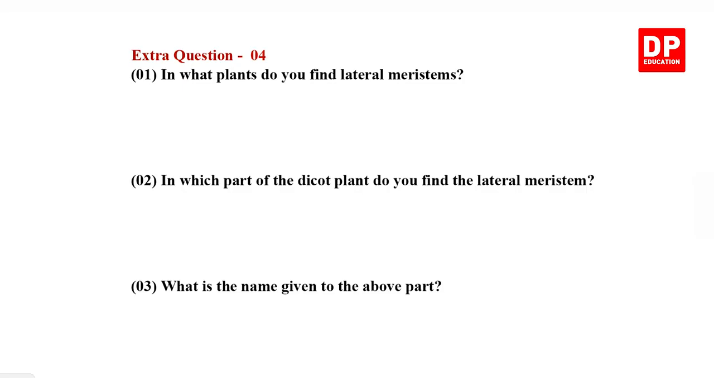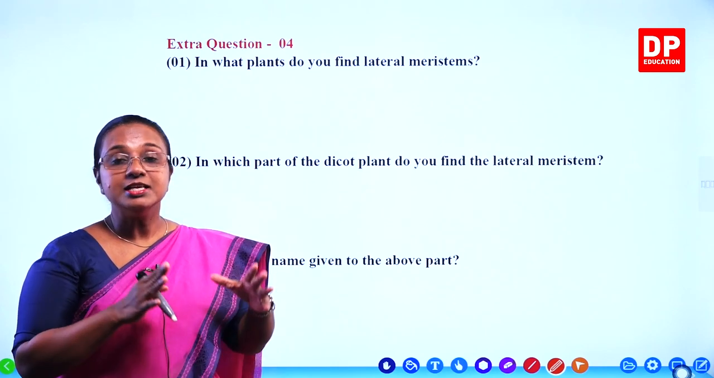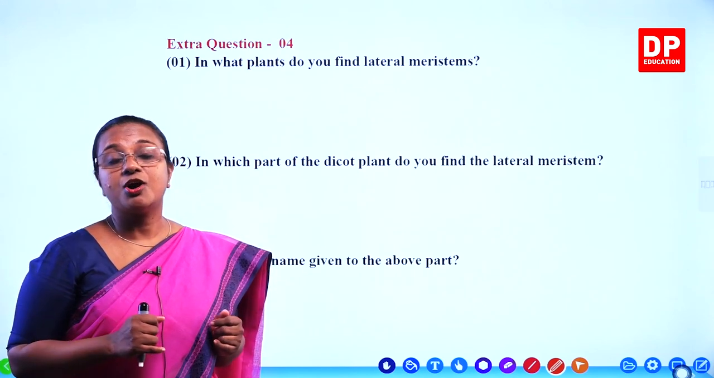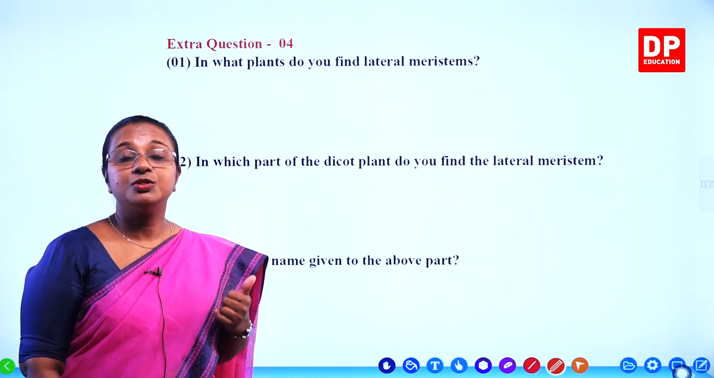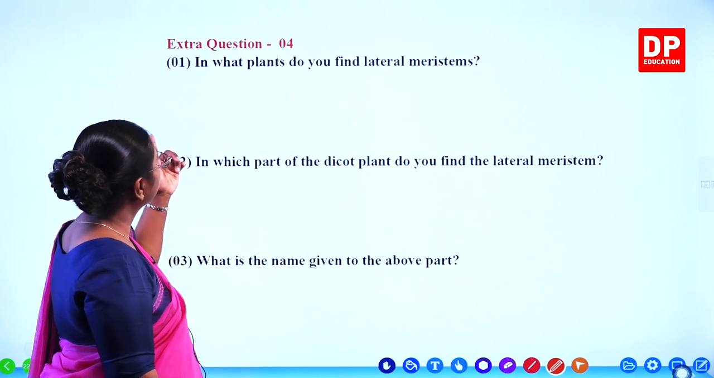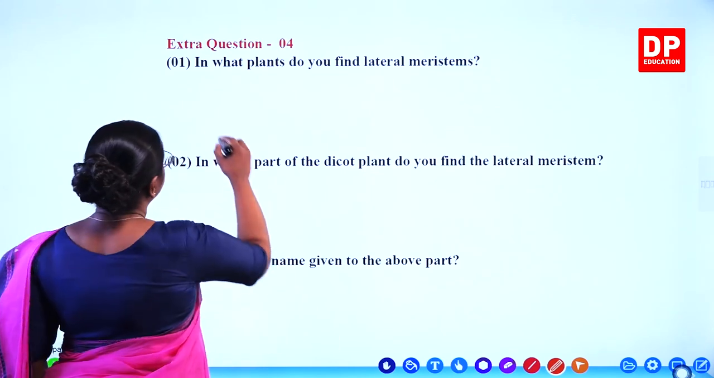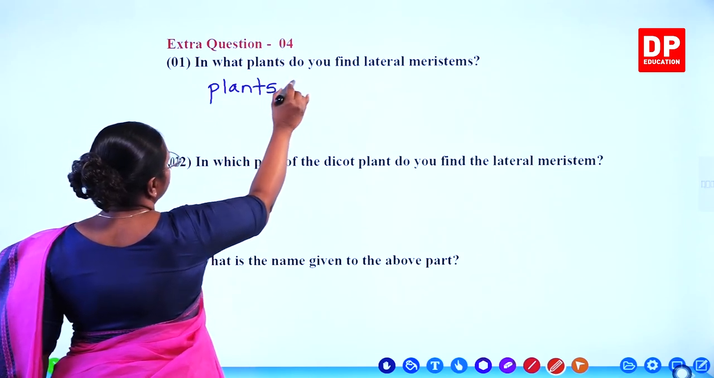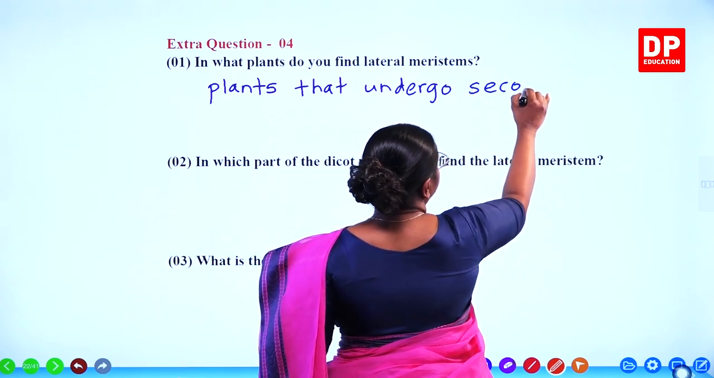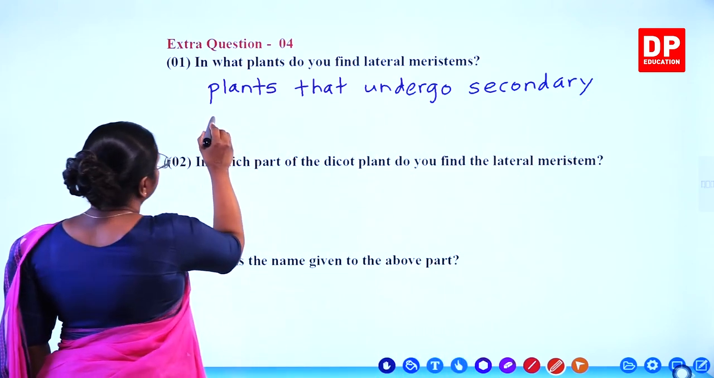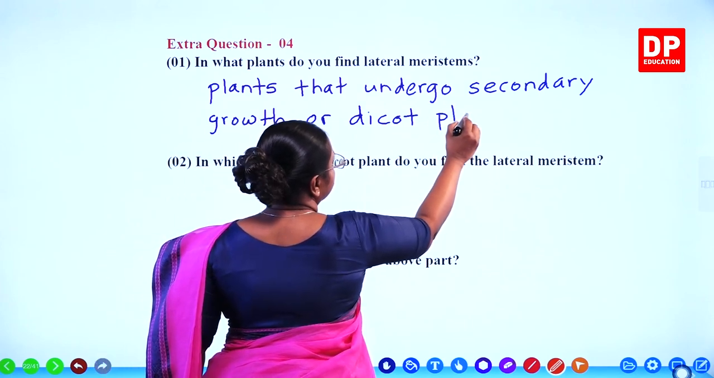Extra question 4. In what plants do you find lateral meristems? You all know lateral meristems are responsible for the secondary growth or the increase in diameter of the plant. So that is observed in plants that can undergo secondary growth. Those are the dicot plants. So here we can give the answer as plants that undergo secondary growth, or you can say dicot plants.